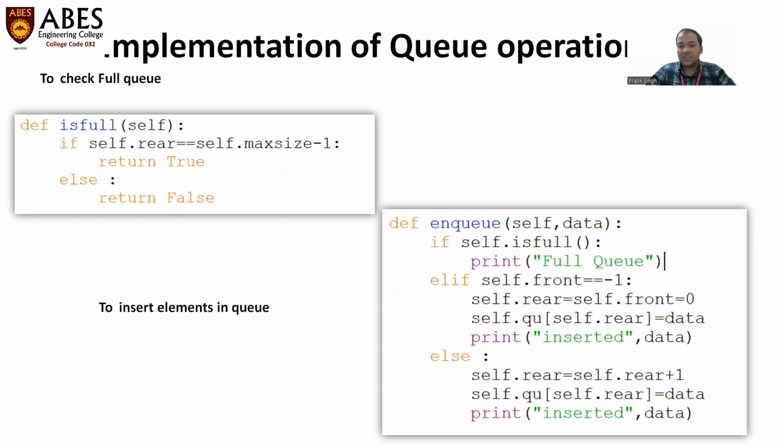For the enqueue operation, pass one argument called data. First, we check whether the queue is full or not. If the queue is full, then return. Otherwise, if front is equal to -1, meaning there is no element in our queue, then set rear and front equal to 0 and perform the enqueue operation. Otherwise, rear equals rear plus 1 and insert the new element.